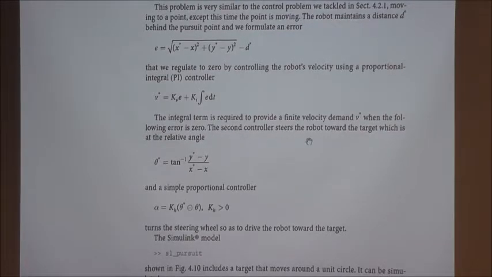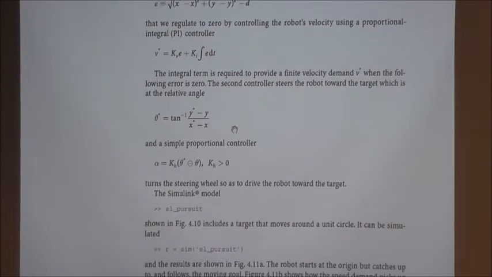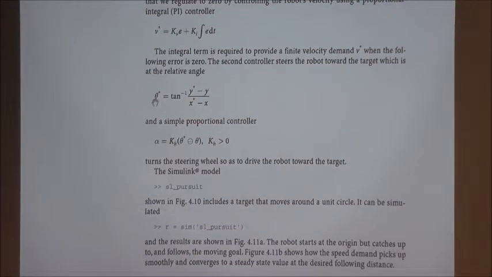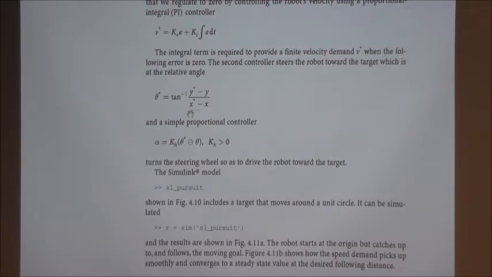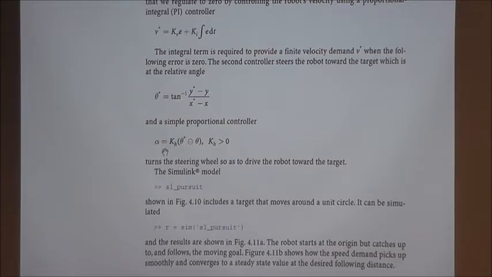The second controller steers the robot toward target, which is at the relative angle. Just like before, the desired angle is going to have to be tan inverse of y star minus y over x star minus x. And the second controller can be a simple proportional controller. It is Kh times theta star minus theta. This turns the steering wheel so as to drive the robot toward the target.